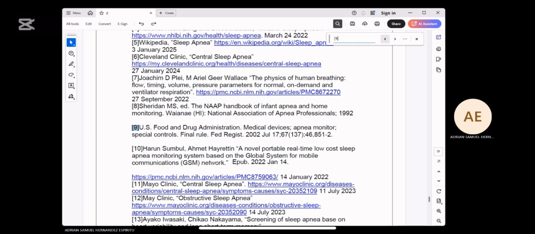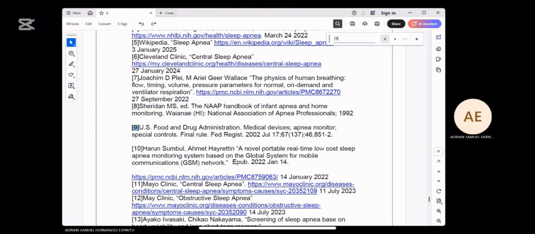For this IEEE, I just followed the given document header. So it is US Food and Drug Administration, medical devices, apnea monitor, special controls, final rule, Federal Register, 2002, July 17, along with the ID number. I did not change this because to ensure traceability, I used the exact document name and the exact document ID that was given, so that those that want to cross-reference and check with the source that I've listed, they can find the exact document.